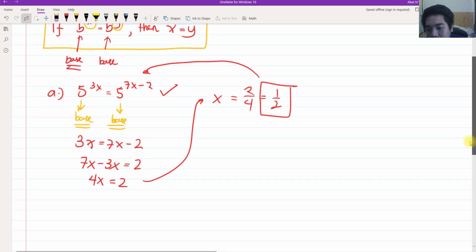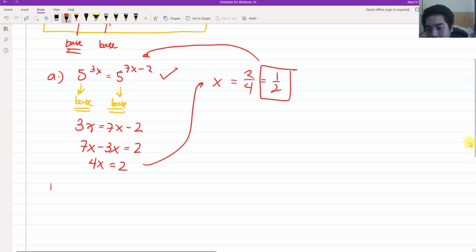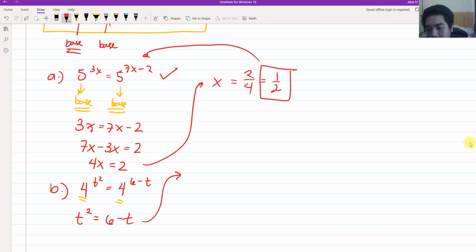Now, another example: it's not only limited to the variables x and y, but we can also have any other variables in our exponent, such as this example. We have the variable t. They have the same base, so therefore, we can equate them. t squared equals 6 minus t. So this would result in a quadratic form. So we have t squared plus t minus 6 equals 0.